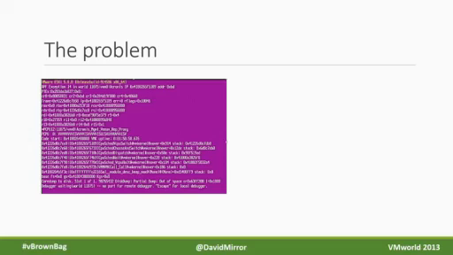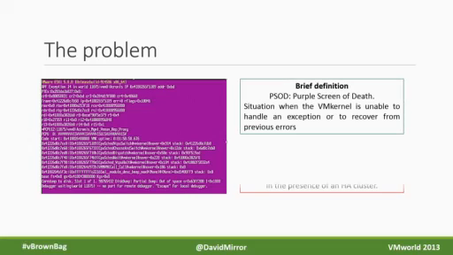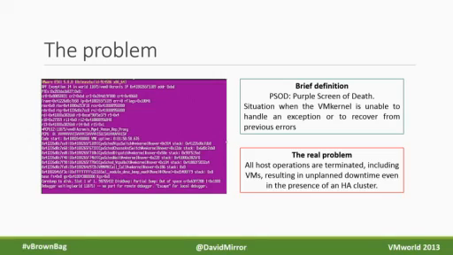This is the so-called purple screen of death, which is a colloquial name for a condition when the VMkernel is unable to handle an exception or to recover from a previous error. This is not the official definition, and we don't know of any official definition, so we built this one from our experience and knowledge. The real problem with the PSOD is that it results in downtime for customers, even in the presence of an HA cluster. So a fair knowledge of the condition can help virtualization architects and administrators to develop methods for mitigating the risk of a PSOD.